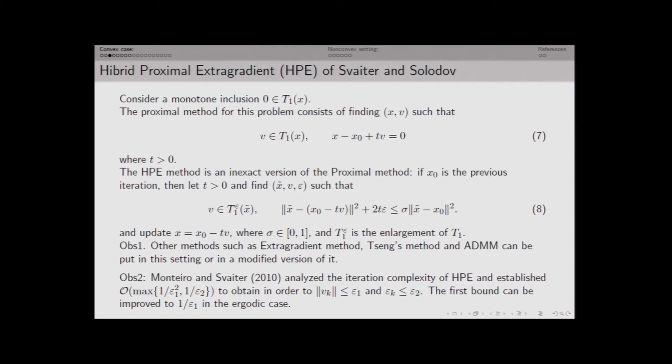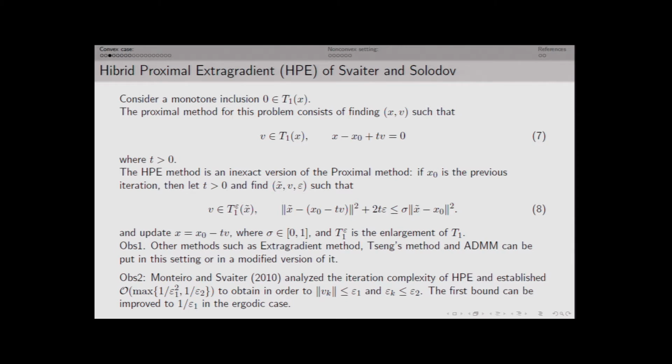As Michael said, this HPE method can be used to analyze many other methods, maybe not in the exact form of this HPE method, but some variant of it with basically the same idea. Especially ADMM can be put in this setting. This was done by Monteiro and Svaiter in 2010, and they used this setting to analyze the iteration complexity of ADMM.